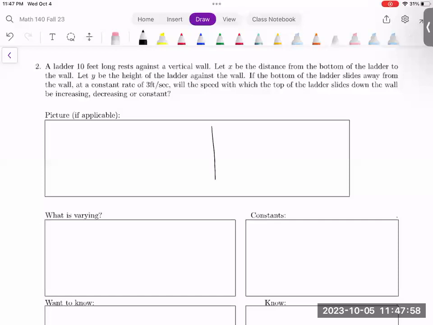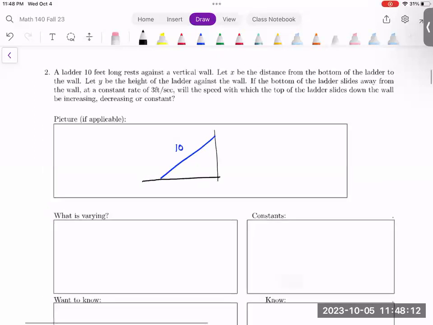We have a vertical wall and a 10-foot ladder that is resting along this wall. X is going to be the distance from the bottom of the ladder to the wall, so this distance here is going to be called X. Y is going to be the height of the ladder against the wall. Let's think about what's happening. The bottom of the ladder slides away from the wall at a constant rate of 3 feet per second.